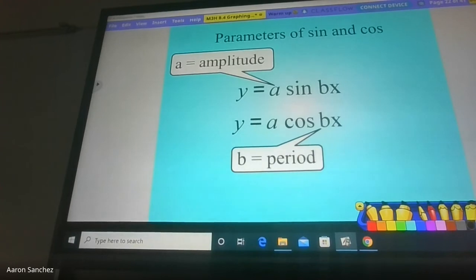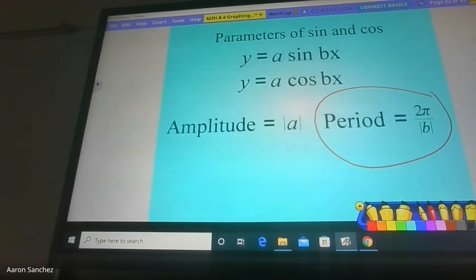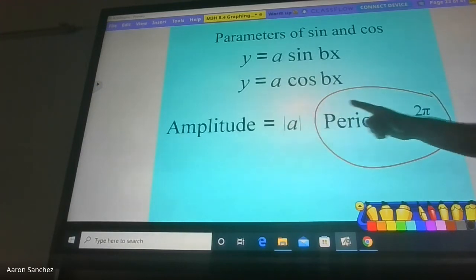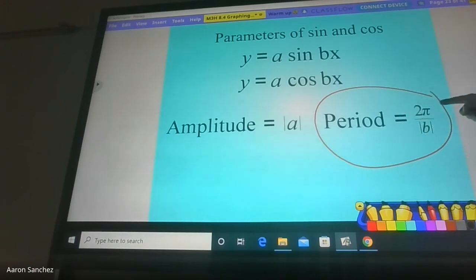So the amplitude is pretty easy. The amplitude is just A. If A is 3, then amplitude is 3. If A is 2, then amplitude is 2. If A is a half, then amplitude is a half. But what about the period? So amplitude, we figured out, is the absolute value of A. Write this down. Period is equal to 2 pi over whatever the B is. The period is 2 pi divided by the B. It's very, very important that you know that.